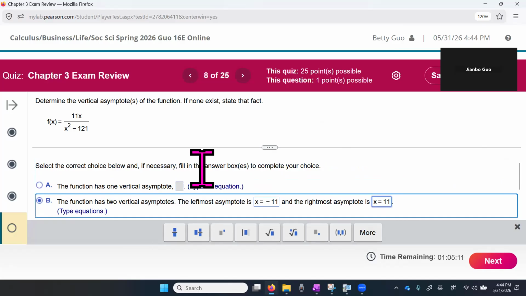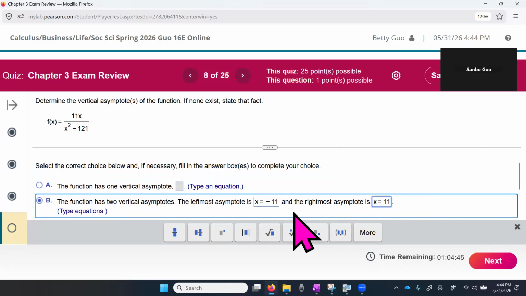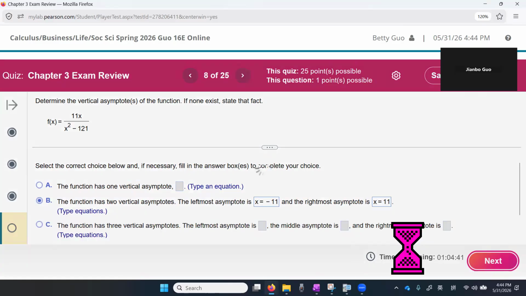So for finding vertical asymptotes, you look at the denominator, after you simplify the rational function. This rational function does not need to be simplified because the numerator and denominator have no common factor. If it does have a common factor, the function would have a hole, but not in this case. The function has two vertical asymptotes. This is also a pre-calc problem. Next.